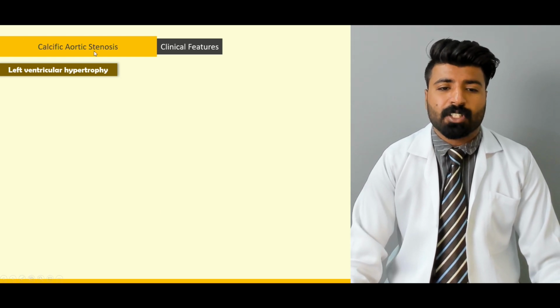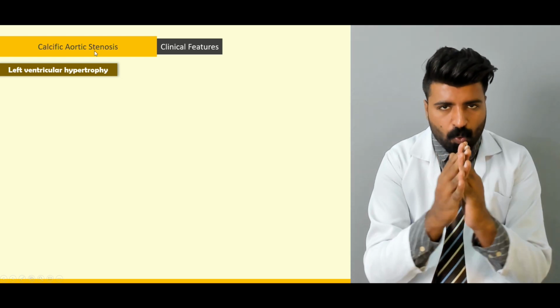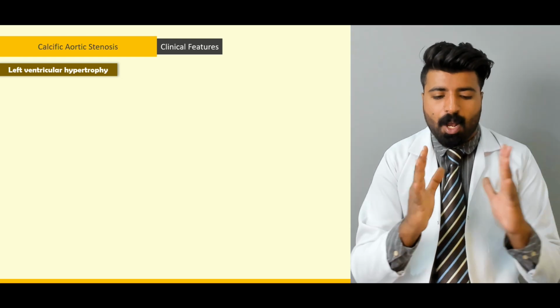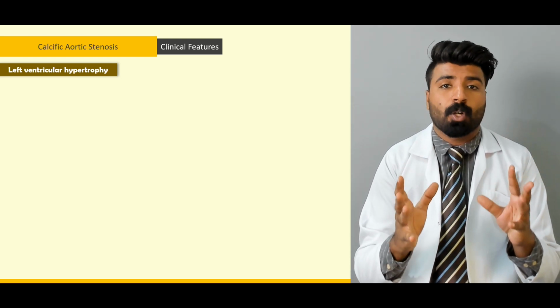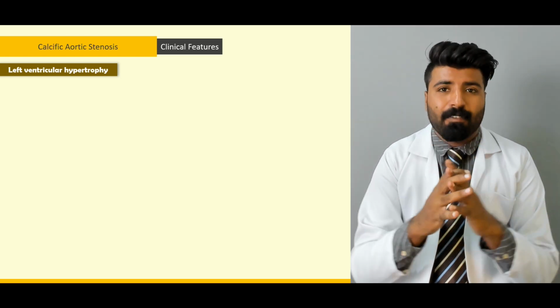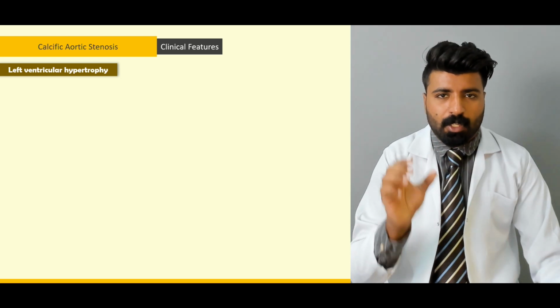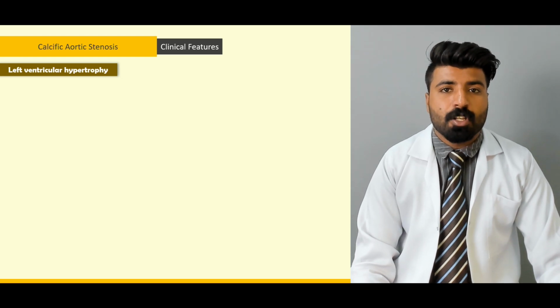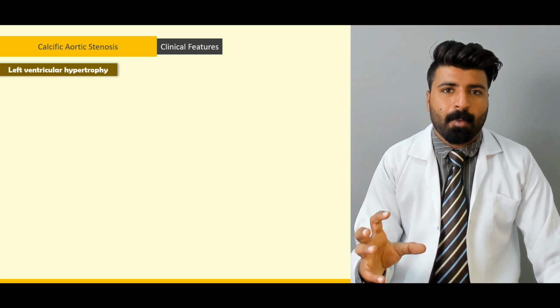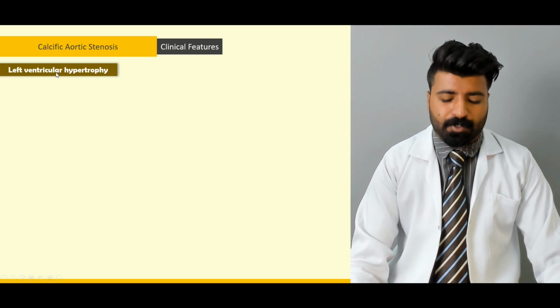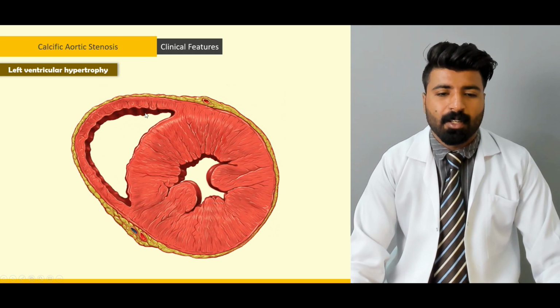So in calcific aortic stenosis, when the aortic valve has been stenosed due to the abnormal accumulation of calcium there, now the heart has more pumping to do. Now the left ventricle has more pressure to exert on the aortic valve to open up to a certain level to push that blood out. So due to this massive amount of pressure, this massive amount of work, the left ventricle is going to get hypertrophied. As you can see, now the left ventricle has gone into hypertrophy.